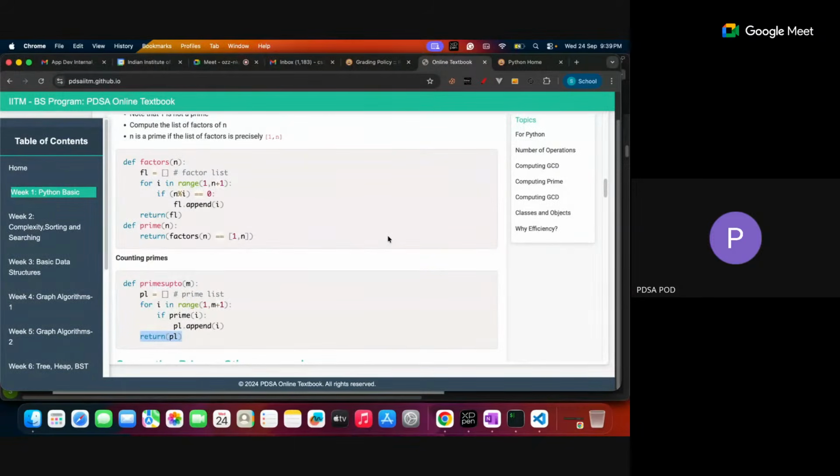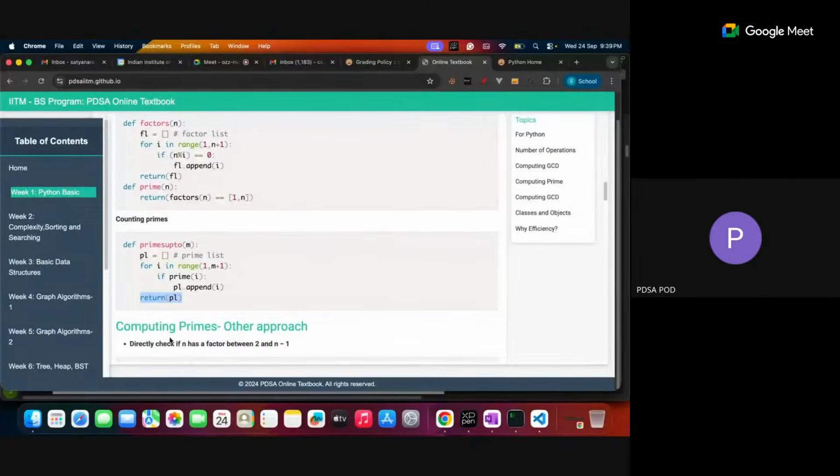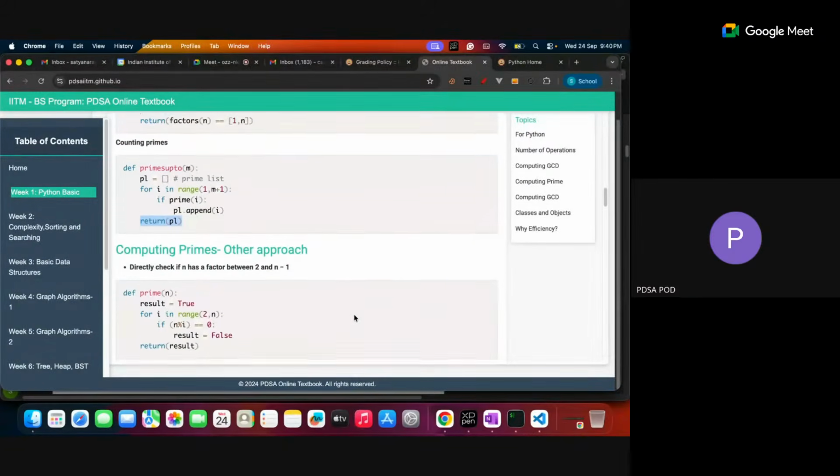Now, instead of doing this, there is a counting of primes approach. What they did is, as everybody said, prime means it is divisible by 1 and itself. So other than 1 and itself, directly check if n has a factor between 2 and n minus 1. Then what happens? It is definitely not a prime, right? If it has anything in between, it is definitely not a prime. Every number is divisible by 1 and itself, so if anything in between divides it, it's not a prime. So they went for this other approach.